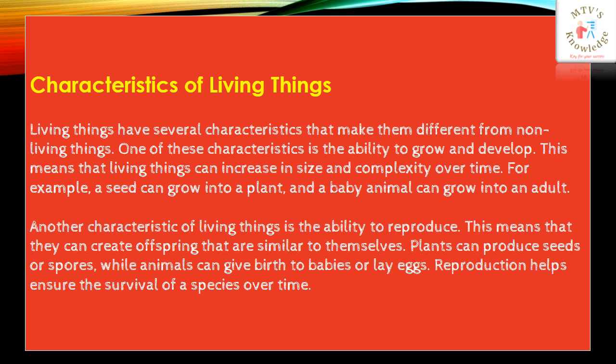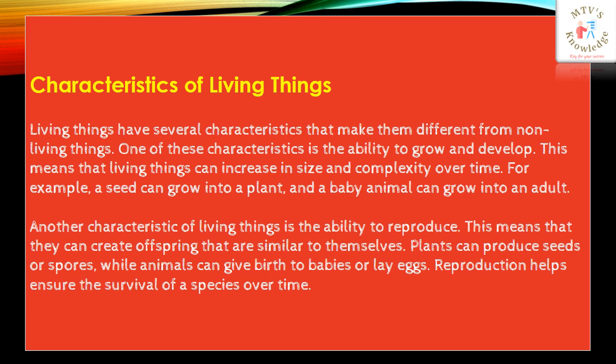Characteristics of living things. Living things have several characteristics that make them different from non-living things. One of these characteristics is the ability to grow and develop. This means that living things can increase in size and complexity over time. For example, a seed can grow into a plant, and a baby animal can grow into an adult.